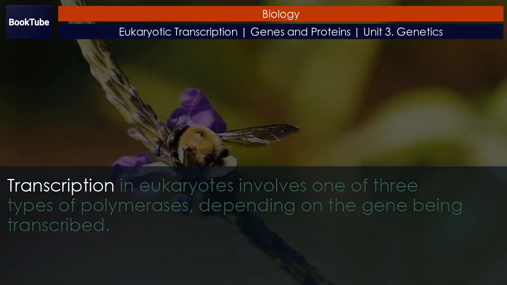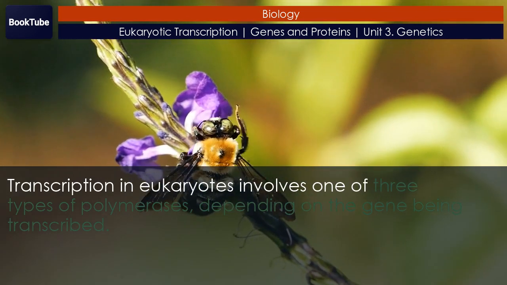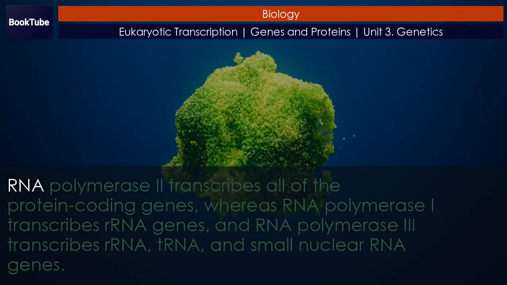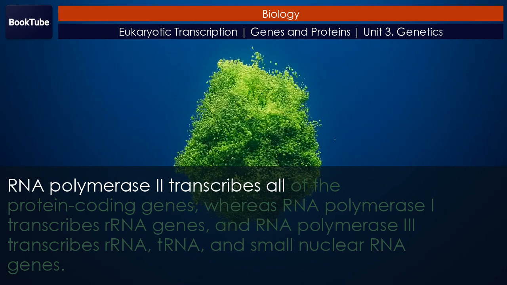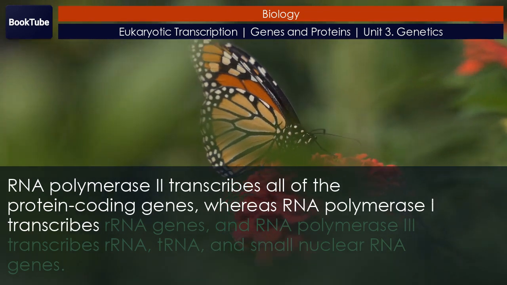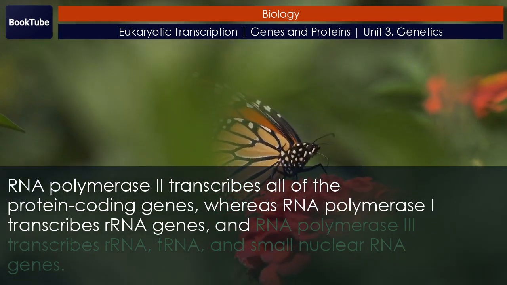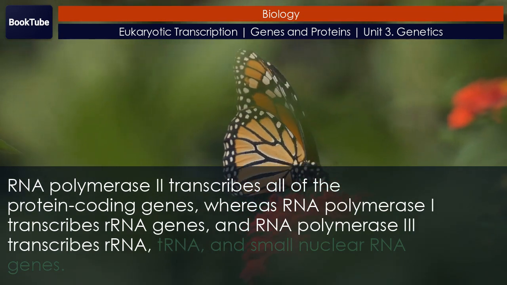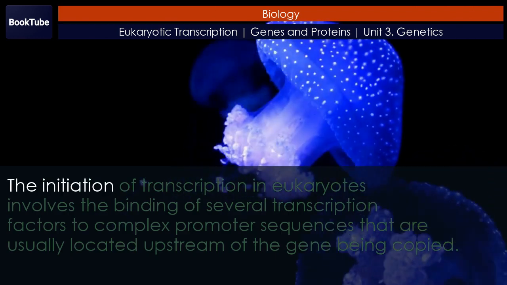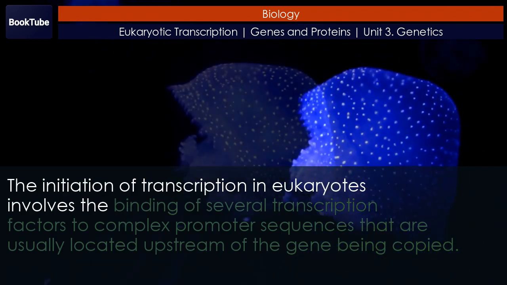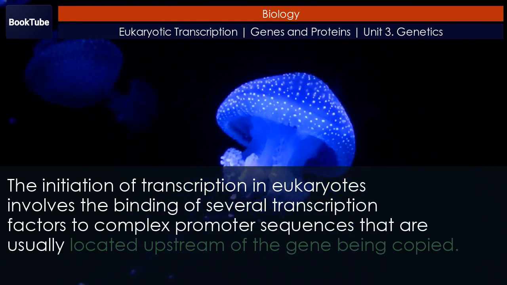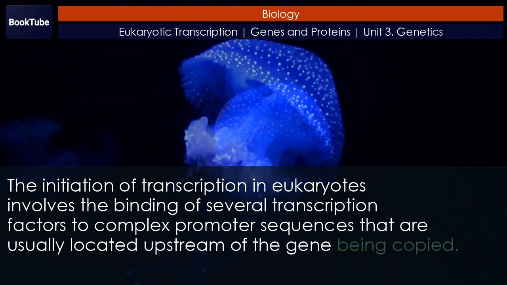Section summary. Transcription in eukaryotes involves one of 3 types of polymerases, depending on the gene being transcribed. RNA polymerase II transcribes all of the protein-coding genes, whereas RNA polymerase I transcribes rRNA genes, and RNA polymerase III transcribes rRNA, tRNA, and small nuclear RNA genes. The initiation of transcription in eukaryotes involves the binding of several transcription factors to complex promoter sequences that are usually located upstream of the gene being copied.